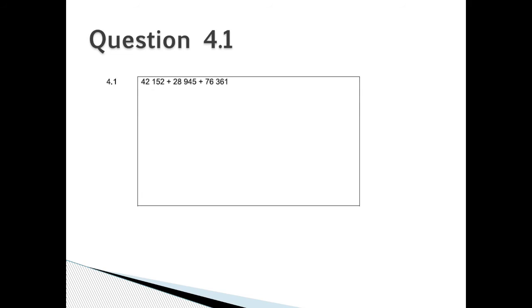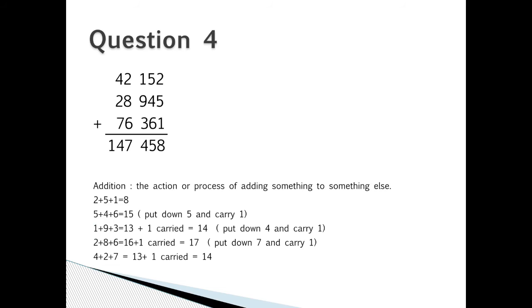Question 4.1. 42,152 plus 28,945 plus 76,361 will give you. In addition, this is the action or process of adding something to something else. In this case, we will add from the ones place. 2 plus 5 plus 1 is equal to 8. 5 plus 4 plus 6 is equal to 15. Put down the 5, carry the 1.